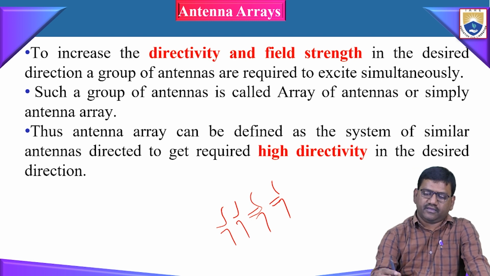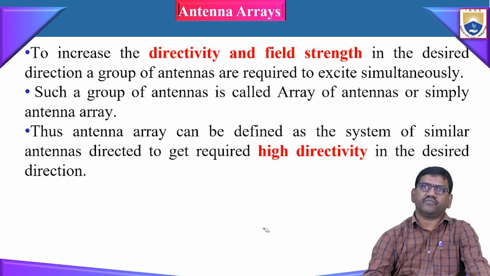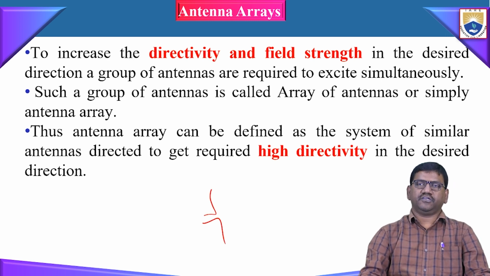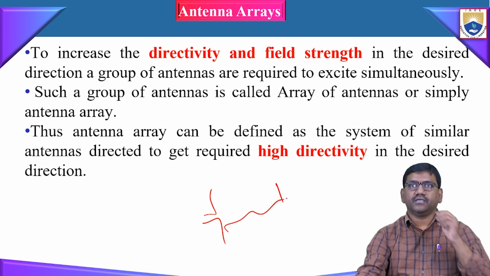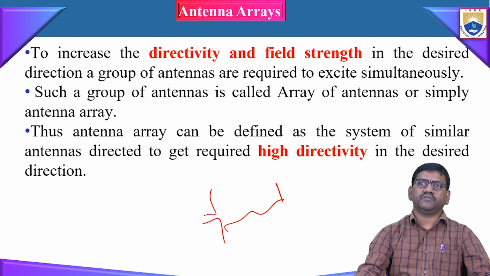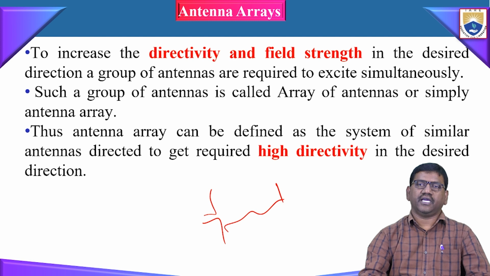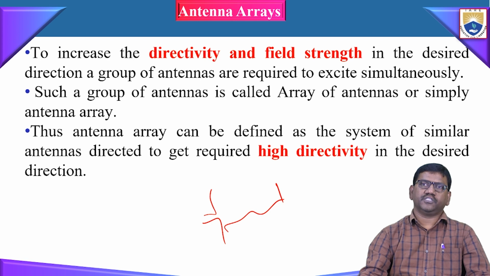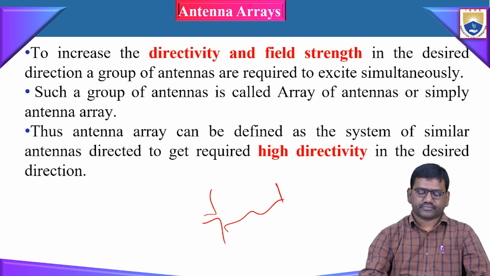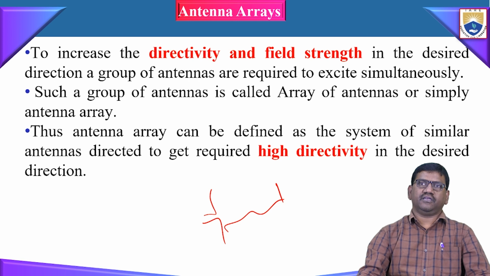So what is the main advantage of an array? Why are we going for arrays? Whenever there is an antenna, it will radiate electromagnetic energy only to some finite distance. If we want to increase the distance of propagation, then we need to increase the length or the height of the antenna. But this is not practically possible. It is impossible for us to design an antenna with a longer length for increasing the distance of propagation. Hence, we go for an array, that is, to increase the directivity or the distance of propagation.